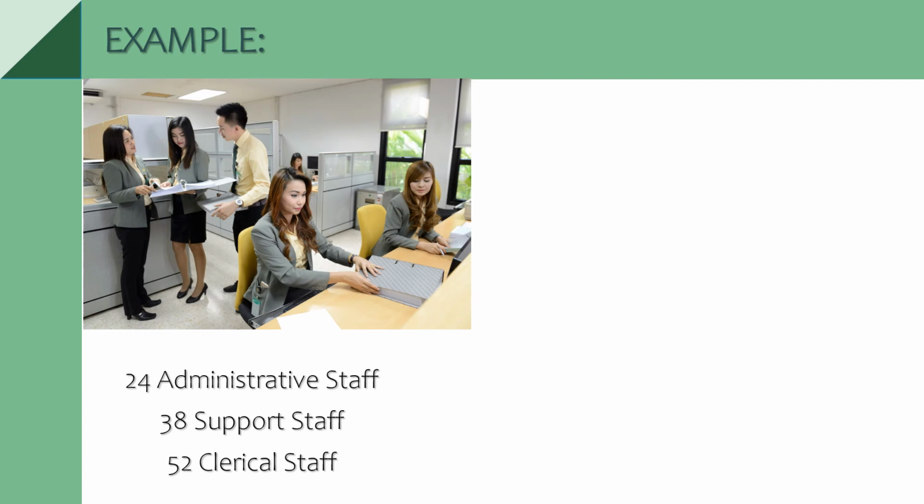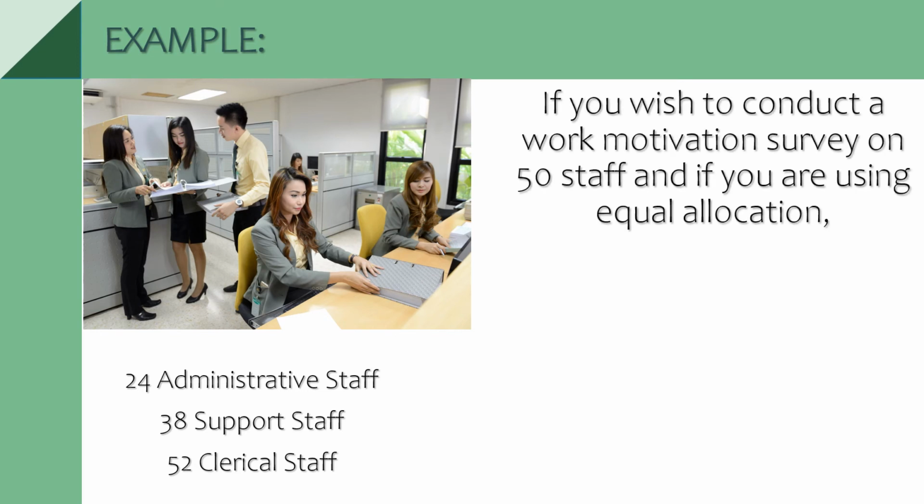Okay, so sa isang kumpanya, merong 24 administrative staff, 38 support staff, and then meron namang 52 clerical staff. Okay, so if you wish to conduct a work motivation survey on 50 staff, and if you are using equal allocation, ganito yung proseso nun. So mula sa 24, 38, 52 na staff, kukuha ka ng 50 staff to be part of your survey. Sila yung mga sample size mo. Sila yung mga sample mo.